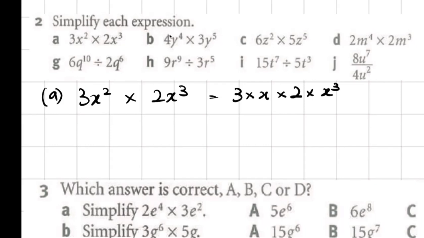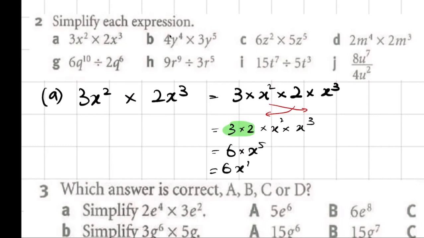So we can rearrange them so that the like terms are together, so that we can know what we actually need to do. I'm going to rearrange this here and this for the back. It's going to look like this: 3 times 2 times x squared times x cubed. As you can see, I can solve this. 3 times 2 is equal to 6, as usual. And then x squared times x cubed is x to the power of 5. So at the end, my answer is 6x to the power of 5.